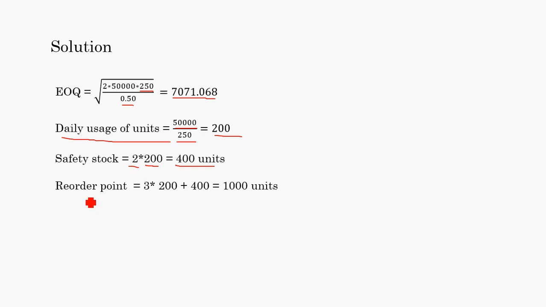So now let's calculate the reorder point. The lead time was 3 days. 3 into 200 plus the safety stock, so 1000 units. So when the inventory level reaches 1000 units, you will place an order for new inventory of cheese, and that order will be for 7071.068 units of cheese. Generally when you represent the units, it will be a whole number, so probably you can round it off to the next whole number. So this could be 7072 as well. Okay, thank you.